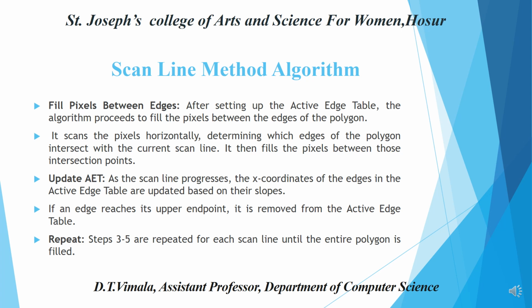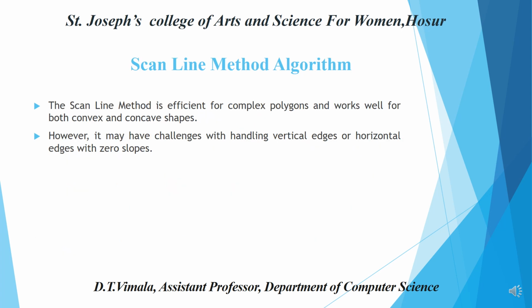Update the AET. As the scan line progresses, the x-coordinates of the edges in the active edge table are updated based on their slopes. If an edge reaches its upper endpoint, it is removed from the active edge table. Repeat these steps, that is steps 3 to 5, for each scan line until the entire polygon is filled.